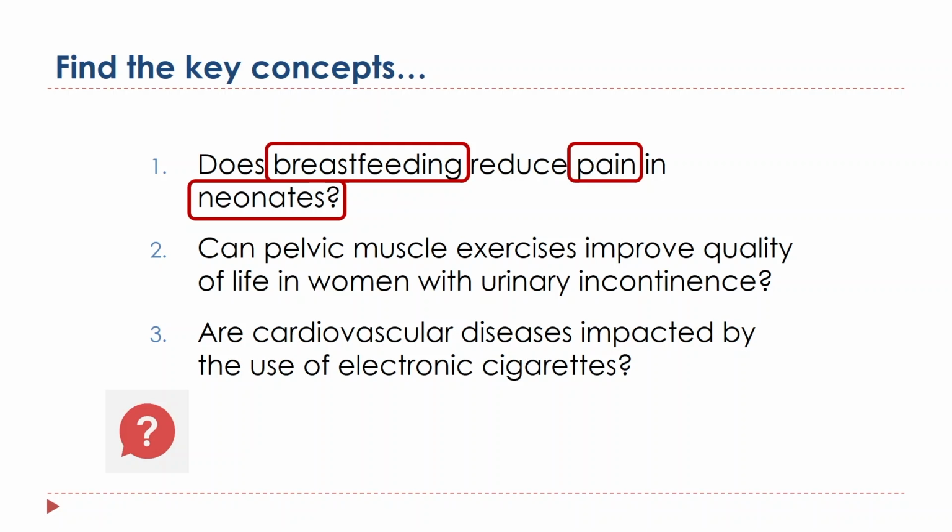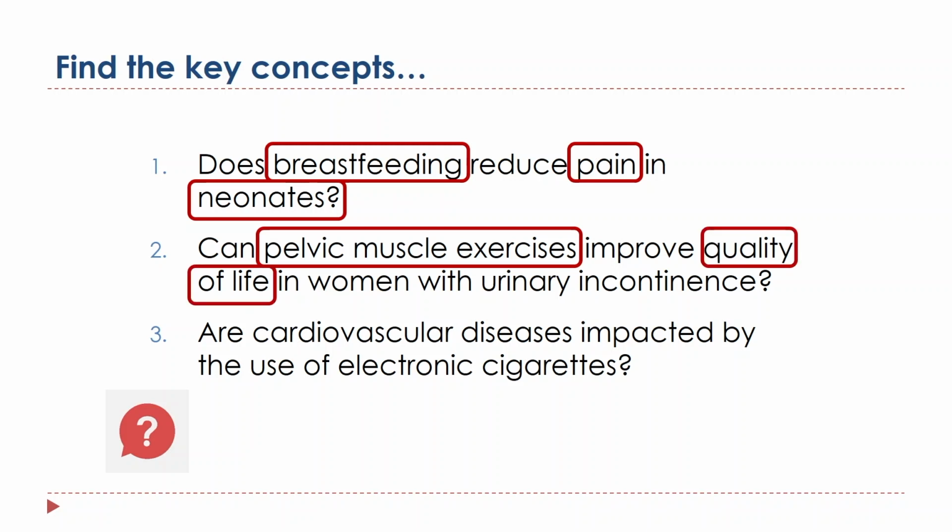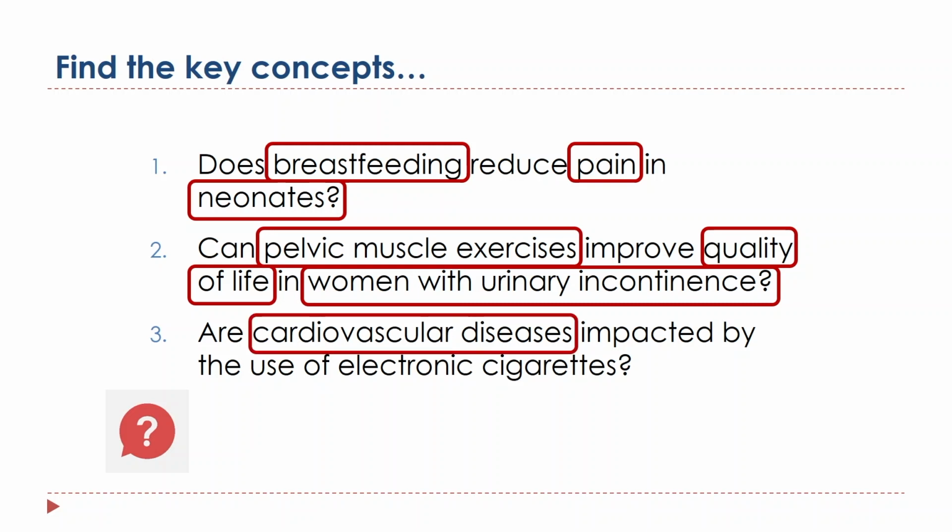For the second example, can pelvic muscle exercises improve quality of life in women with urinary incontinence? Pelvic muscle exercises are the first concept. Quality of life is the second, and women with urinary incontinence is the population we're looking at. And finally, are cardiovascular diseases impacted by the use of electronic cigarettes? Cardiovascular diseases is the first concept, and electronic cigarettes the next one.